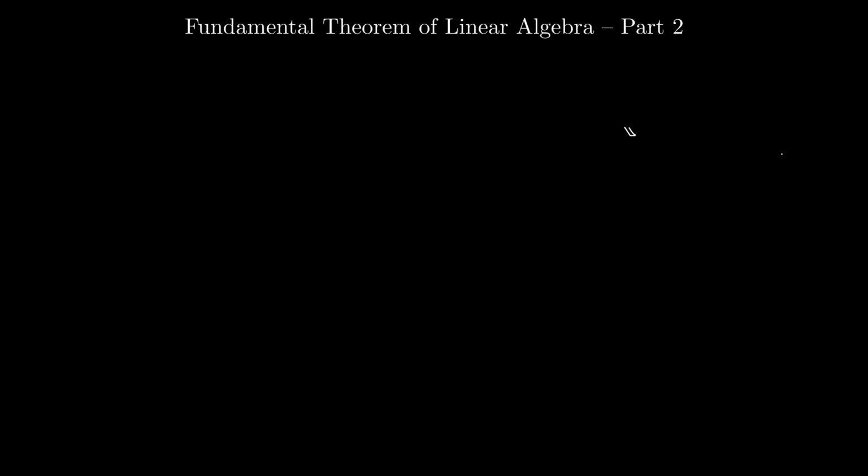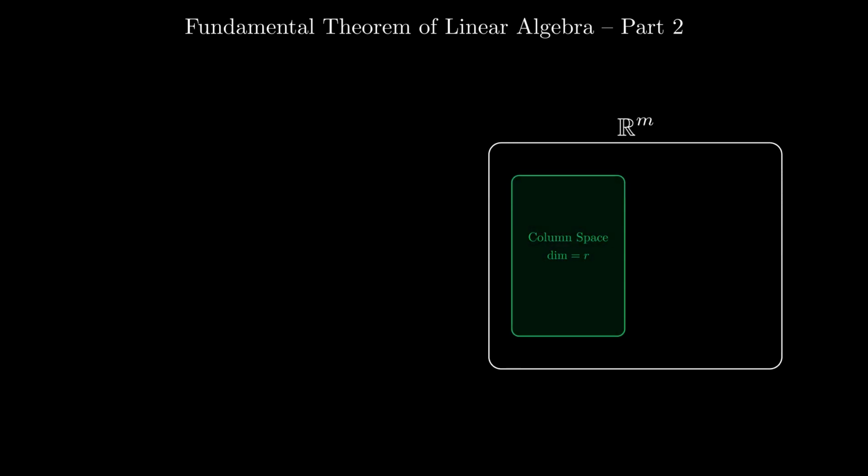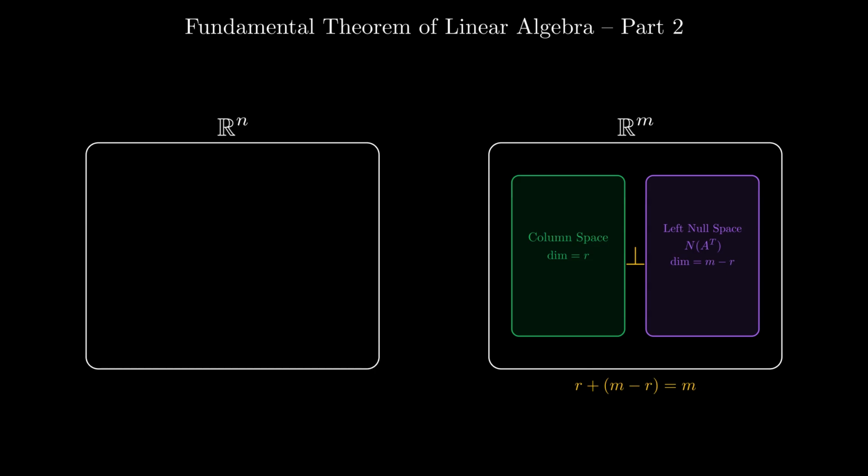Now apply the same logic to A transpose. The rows of A transpose are the columns of A. So the null space of A transpose, called the left null space, is orthogonal to the column space of A. By the same dimension argument, they are orthogonal complements in Rm. Their dimensions add up, r plus m minus r equals m. This gives us the complete picture.